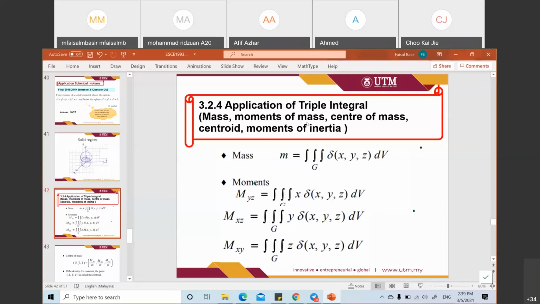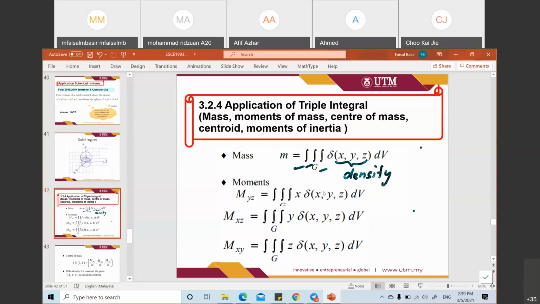Mass, moment of mass, center of mass, centroid, moment of inertia. So it is exactly the same concept as for the double integral. And now for the triple integral, we have three integrals, and the solid, and this is the density.